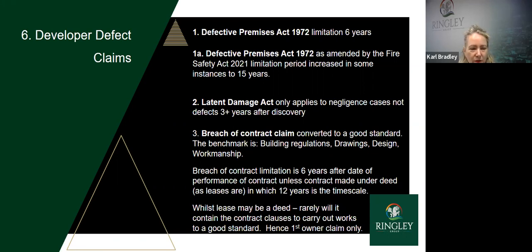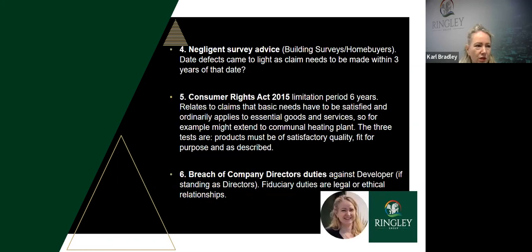So often we're in a situation of having to work out how many people in a building are still the original purchasers. That in itself can be quite expensive because you may have to do land registry searches of a number of properties to find that out. So breach of contract claims normally last for 10 years because leases are made under deed. So that was that.